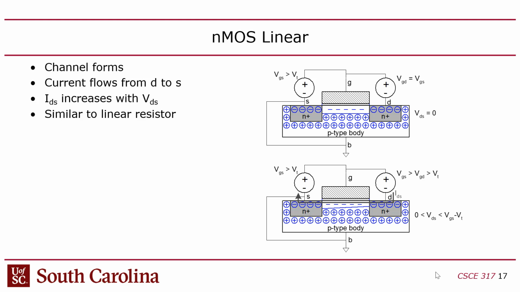And what happens is that once it turns on, the transistor starts to act like a resistor, because the current from drain to source starts to increase with the voltage between the drain and source. So it starts acting linearly, right? And that's because you get the channel forming there, right?